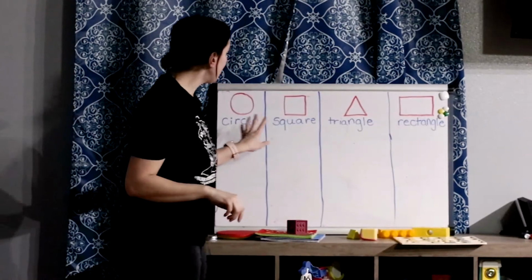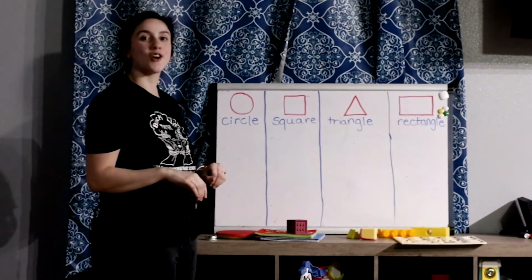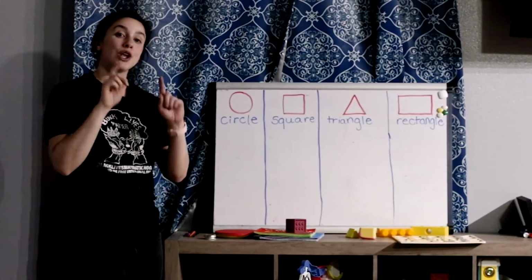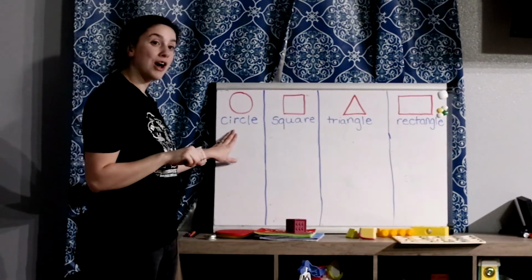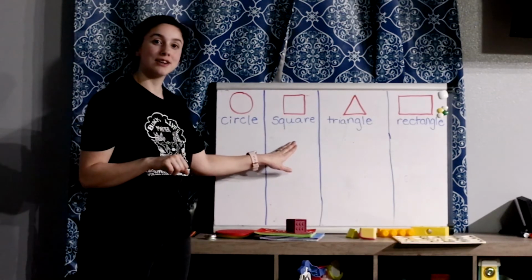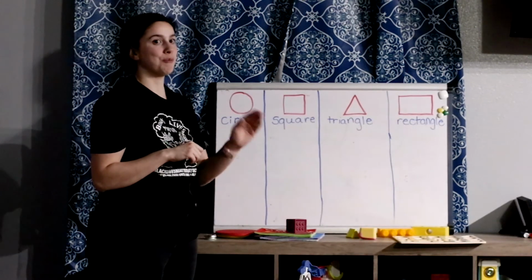Now I want you to try this. Try to find as many different items for each shape. Comment below what you found in your house. Maybe you found a lot of circles. Maybe you found a lot of squares. Tell me what you found in your house below.